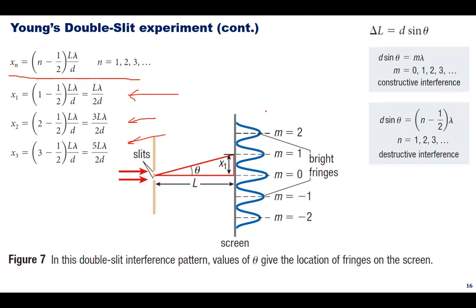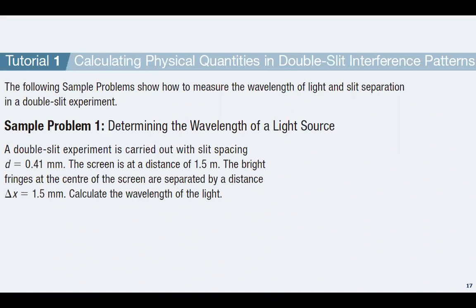Okay, so let's use what we have learned so far and consider a problem here. We have a double slit experiment. It was carried out with slit spacing D equals 0.41 millimeters. The screen is at a distance of 1.5 meters. The bright fringes at the center of the screen are separated by a distance delta x equals 1.5 millimeters. Can you calculate the wavelength of the light?